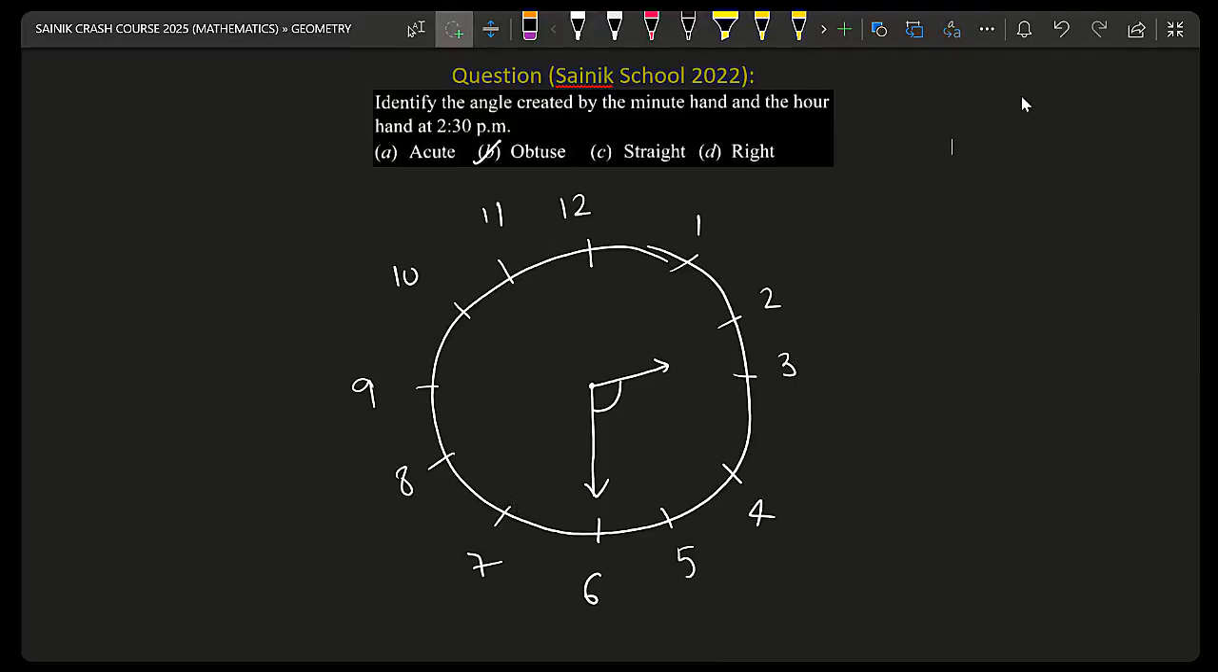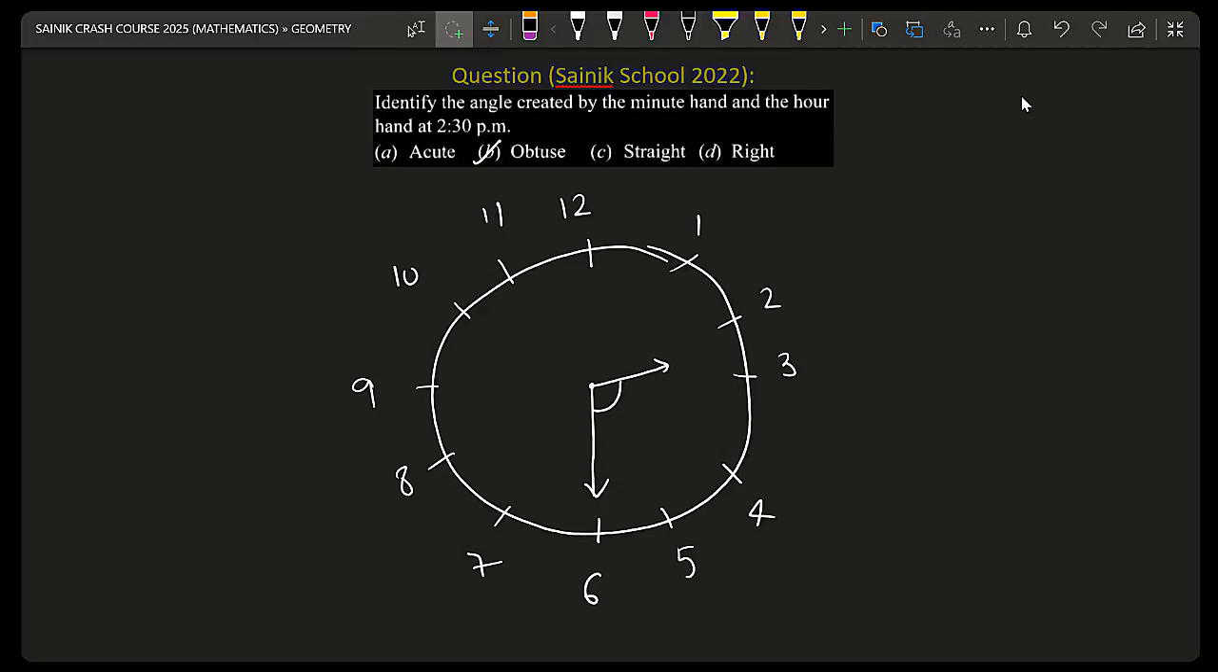Sir, there are 12 gaps. Very good. So 360 divided by 12 is equal to 30. Will you divide 12 by 360 or 360 by 12? Sir, 360 by 12. The complete angle is 360 degrees and you are dividing by 12. It is equal to 30. So 30 into 3 is equal to 90.